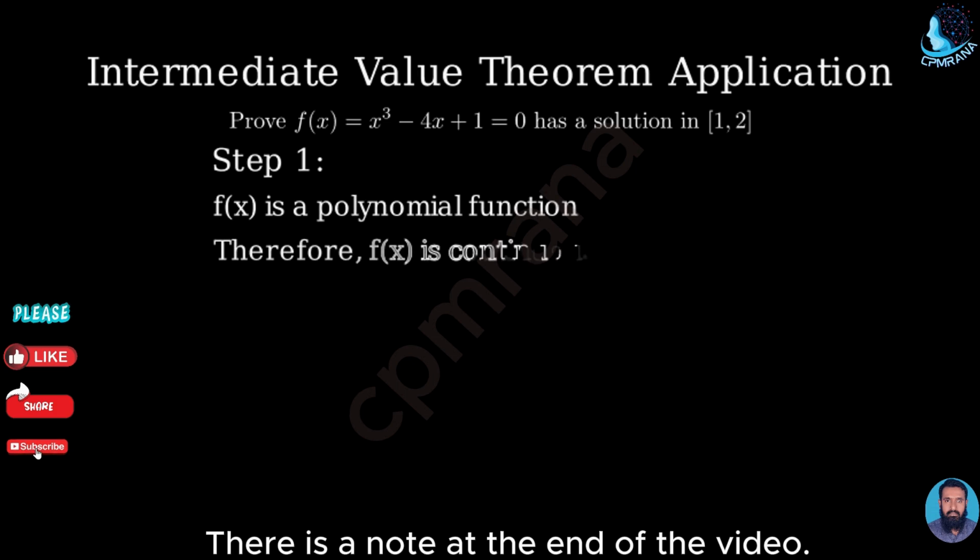First, we note that f(x) is a polynomial function. Since all polynomial functions are continuous, f(x) is continuous everywhere.